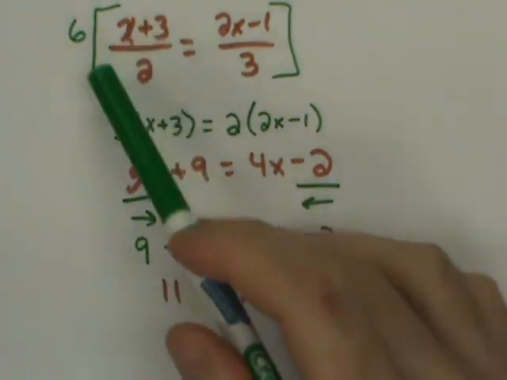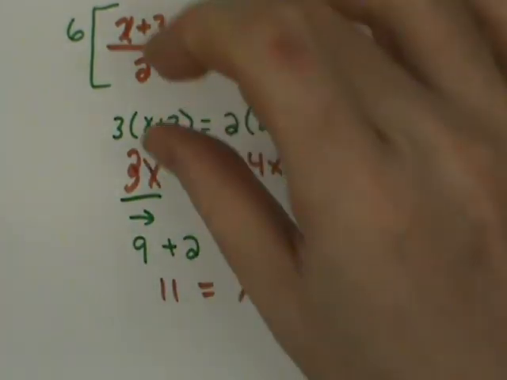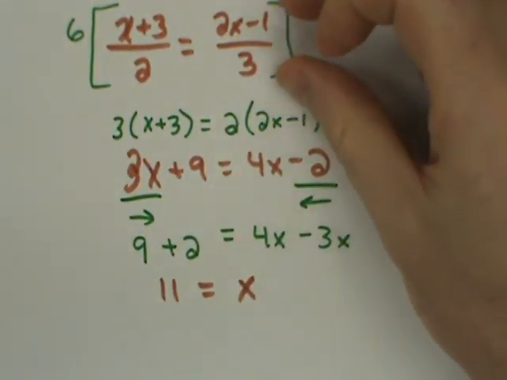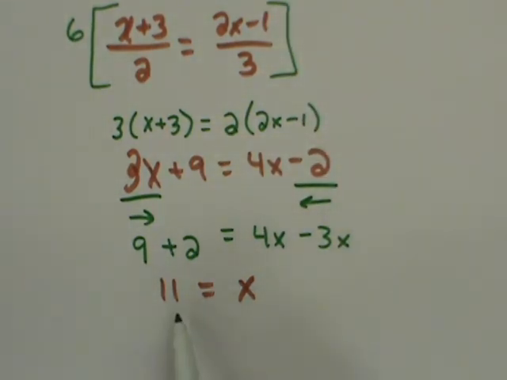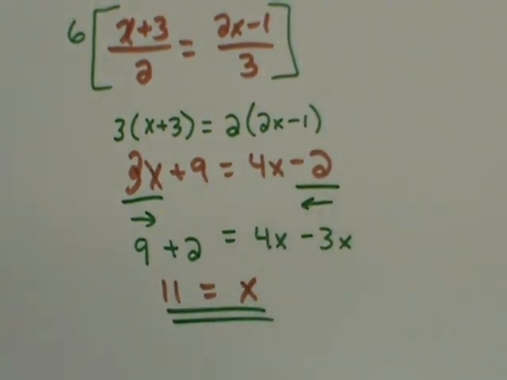You could plug this back in, check that you get the same proportion, that this side of the equation is equal to that side of the equation. But essentially, our work is done here. We've solved the equation.